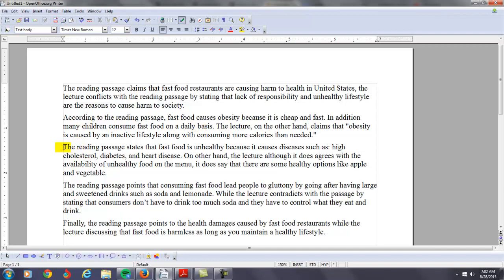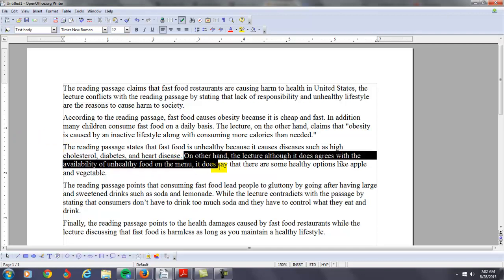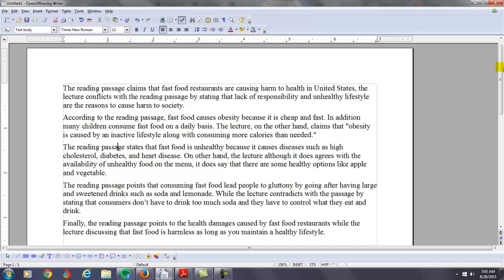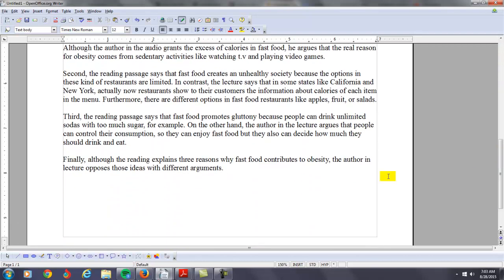Okay, let's go to the next one. You say, "The reading passage states that fast food is unhealthy because it causes diseases such as high cholesterol, diabetes, and heart disease. On the other hand, the lecturer..." Okay, here's a problem here. In the lecture, you're talking about what's called healthy options, and you're contrasting that with what is said in the reading passage, so you should also talk about the lack of healthy options that the reading passage actually mentions. So again, you have left out an important point in the reading passage. You do not want to do that.